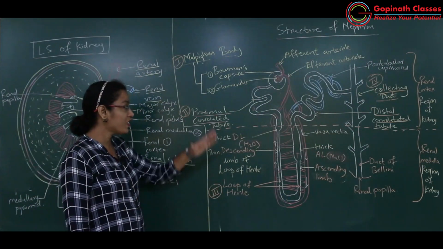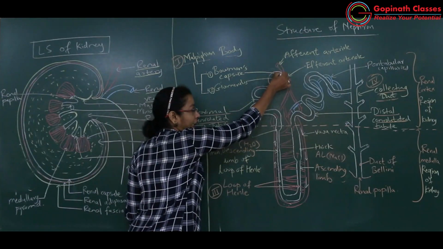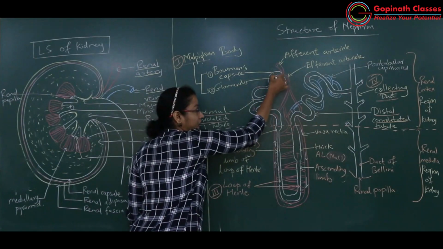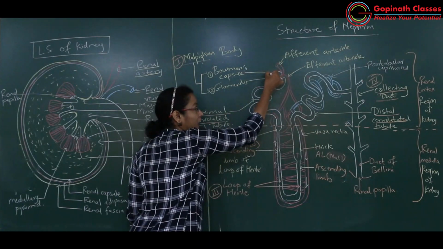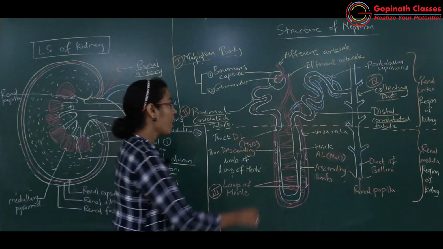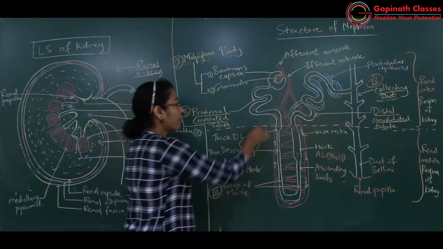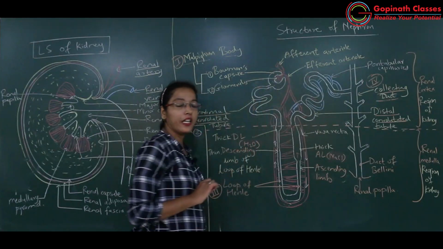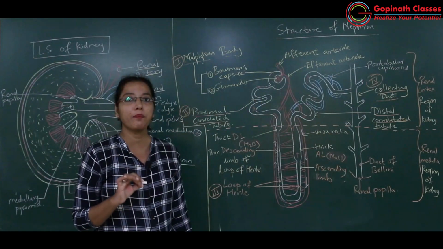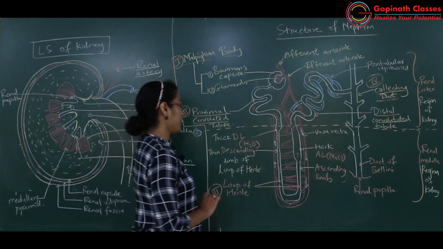Okay, so which cells are present? Here in the Bowman's capsule lining, this is the outer lining and this is the inner lining. The outer lining of the Bowman's capsule is known as the parietal layer, and the inner lining is known as the visceral layer. Okay, so the parietal layer as well as the visceral layer are made up of squamous epithelial cells.